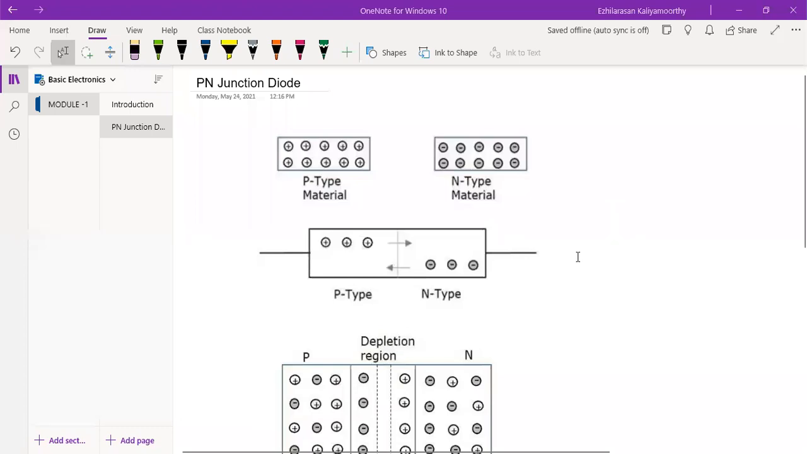So let us start with the PN junction diode. This is our module 1 actually. In earlier classes we studied the basic introduction to electronics. Before studying the PN junction diode, as we said, we have the materials.